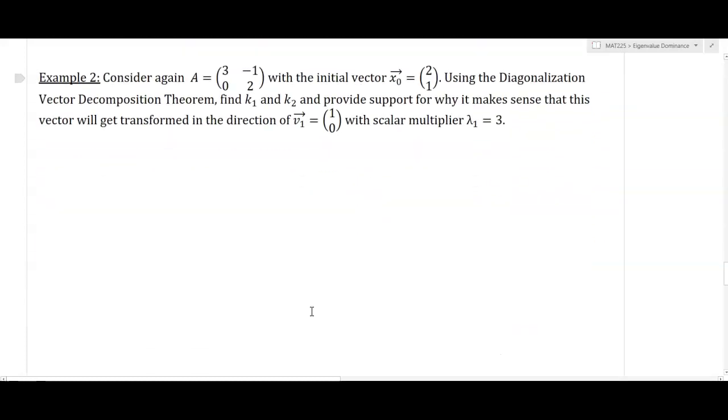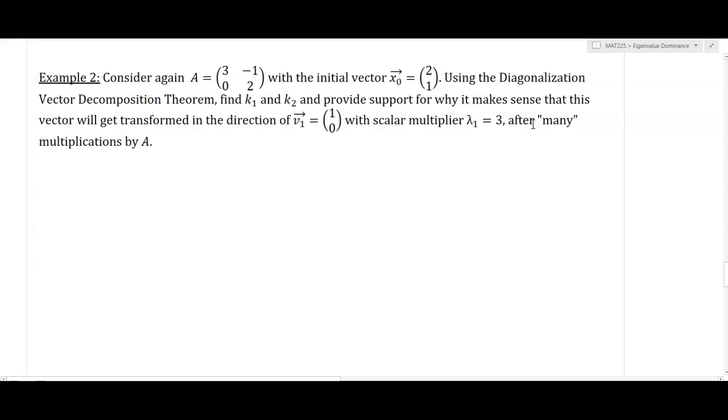So let's do an example with this to see how this all works. Consider again A equals [3, -1; 0, 2] with initial state vector x0 equals (2, 1). Using the diagonalization vector decomposition theorem, find k1 and k2 and provide support for why it makes sense that this vector will get transformed in the direction of v1 equals (1, 0) with scalar multiplier lambda 1 equals 3, after many multiplications by A.